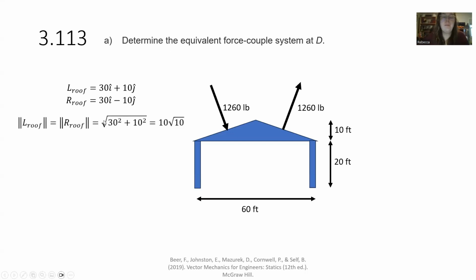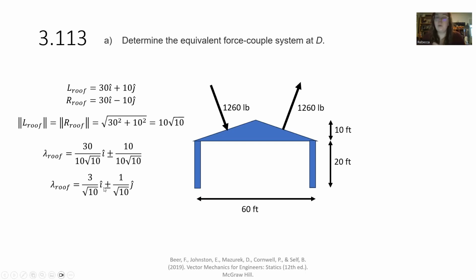Magnitude of either one is going to be the same, right? Whether it's a negative or a positive term, it's going to bring the same element to our magnitude. So our magnitude of either side of the roof is 10 times the square root of 10. And so we can find the unit vector of the roof using that, by dividing by the magnitude of each section of roofing. So our roofing can be described by 3 over the square root of 10 in the i direction, plus or minus 1 over square root of 10 in the j direction.